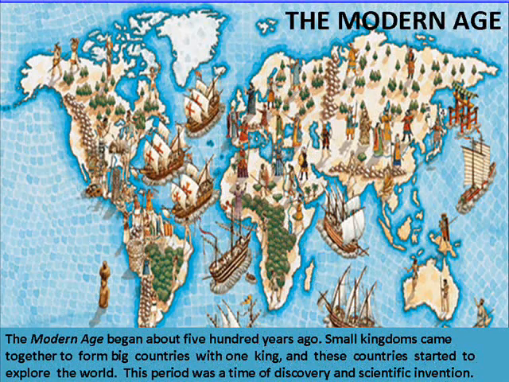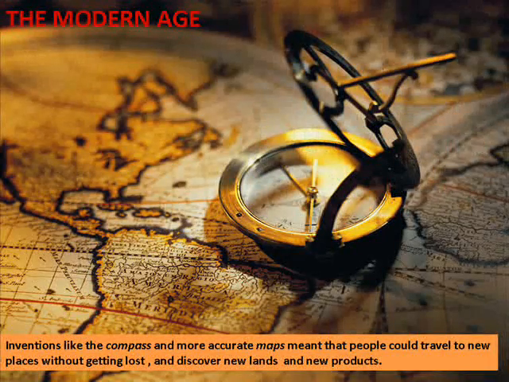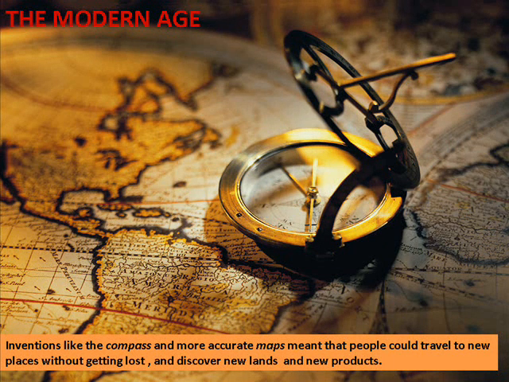The Modern Age. The Modern Age began about 500 years ago. Small kingdoms came together to form big countries with one king, and these countries started to explore the world. This period was a time of discovery and scientific invention. Inventions like the compass and more accurate maps meant that people could travel to new places without getting lost and discover new lands and new products.